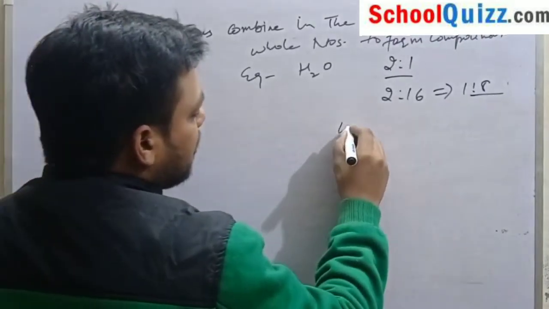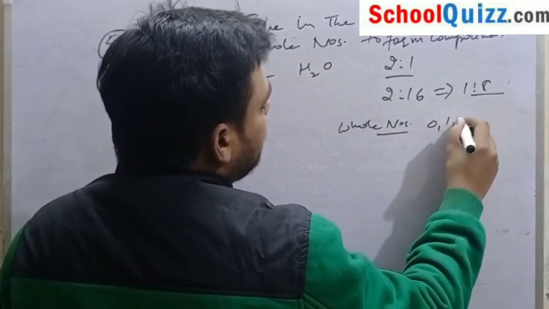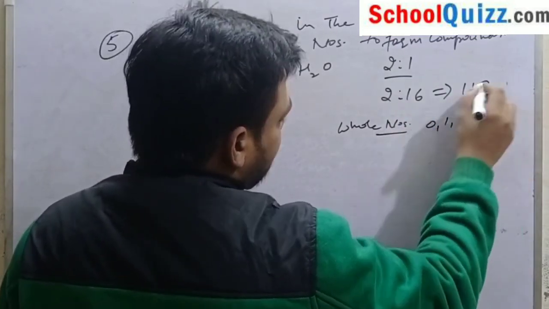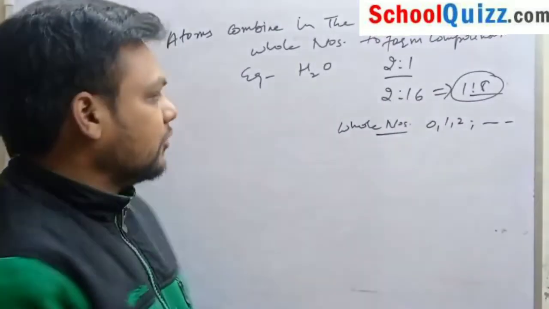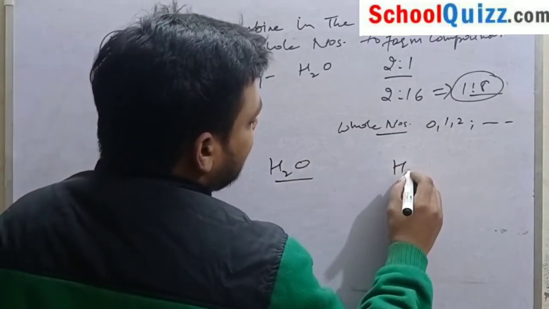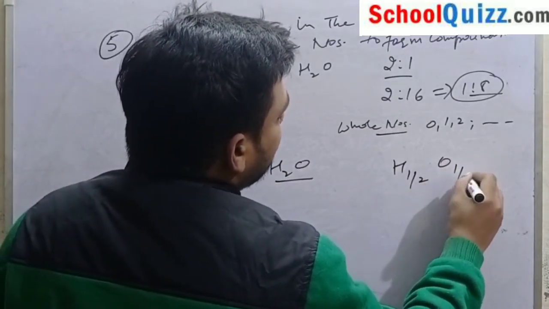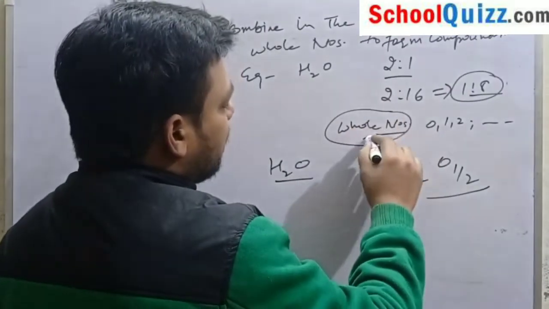What are whole numbers? 0, 1, 2, and so on. So atoms always combine in whole numbers. For example, a molecule of water is not written as hydrogen 1 by 2, oxygen 1 by 2. So it is always a whole number.